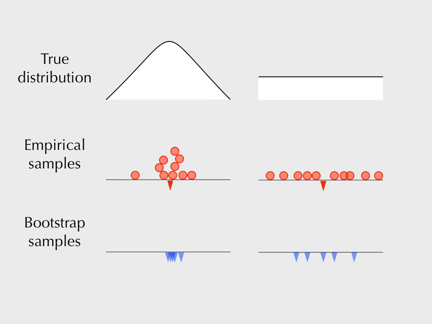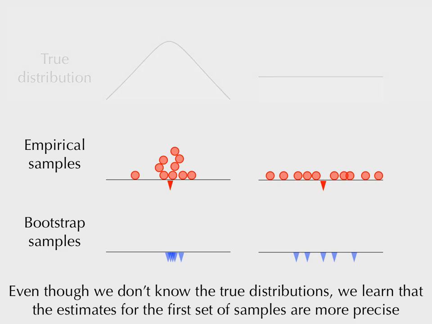When you look at this mean, here I have a large range of means based on these bootstrapped data sets. Here I have a pretty tight clustering of these means. Again, remember, we don't see these on the top. So even though we don't know the true distributions, the estimates for the first set are more precise than for the second set, whatever we're measuring.